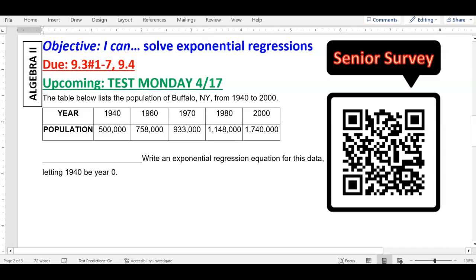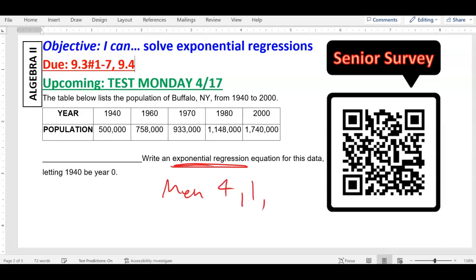Now, we have this table. Yesterday we learned that you can take a table and get an exponential regression by doing Menu 4, 1, A. But I want you to notice something here because this is similar to what's on your assignment for numbers like 2 and 3. Write an exponential regression equation for this data, letting 1940 be 0. So you're going to need to change these numbers starting at 0.